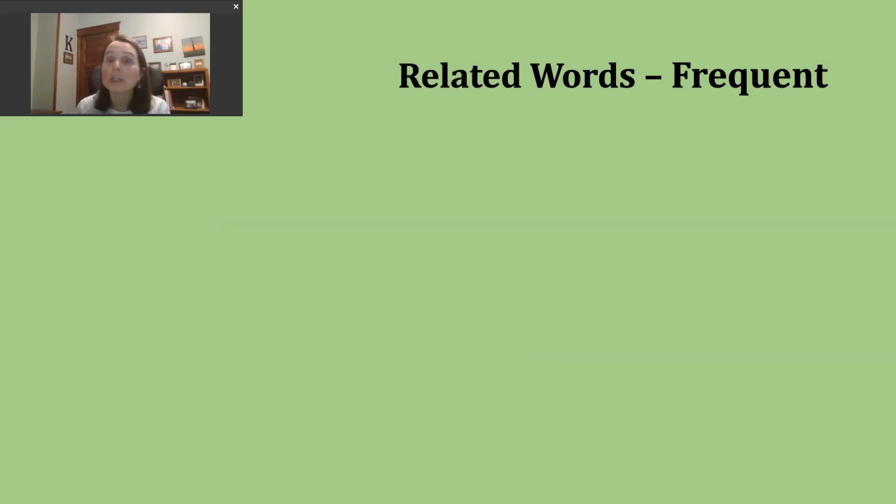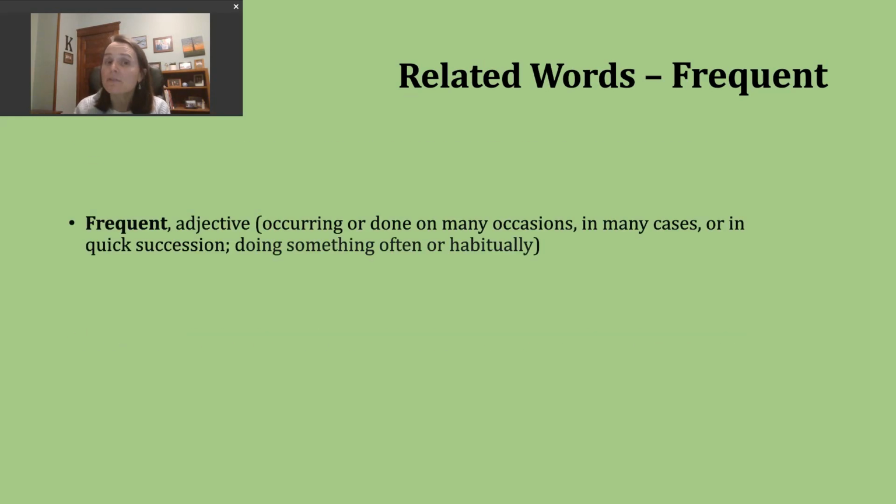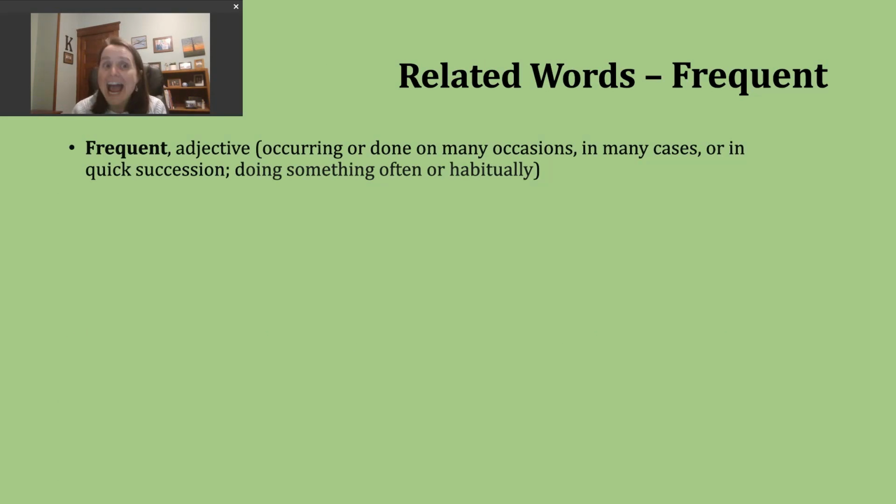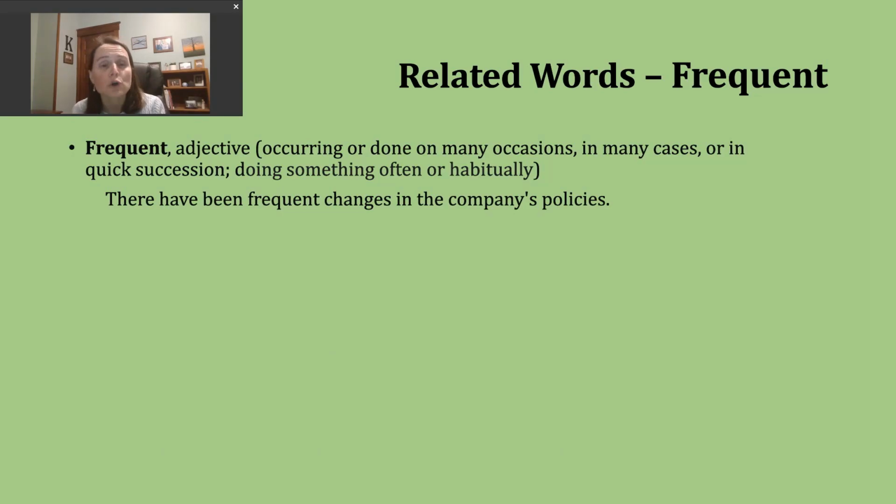Now, let's spend a moment looking at some words that are related to our verb frequent. And the first word we'll start with today is the adjective form of this word. The adjective frequent has the exact same spelling and the exact same pronunciation as our verb. Now, this adjective can have a couple different meanings. One way to use this adjective is to describe a noun or a thing that is occurring or done on many occasions or in many cases or in quick succession.